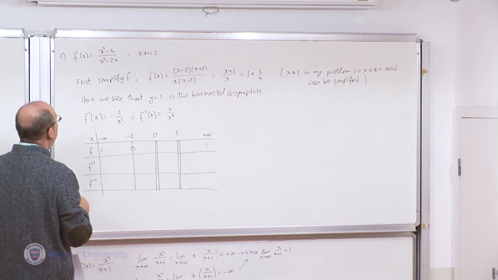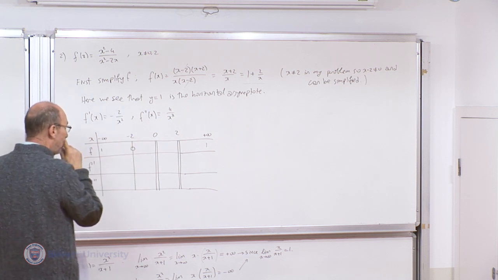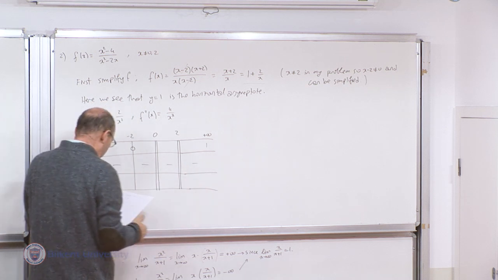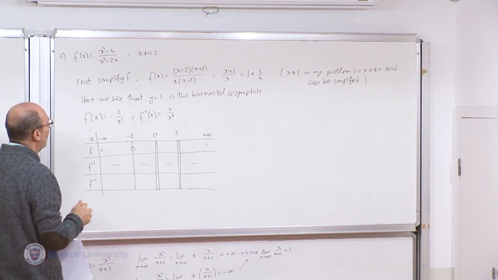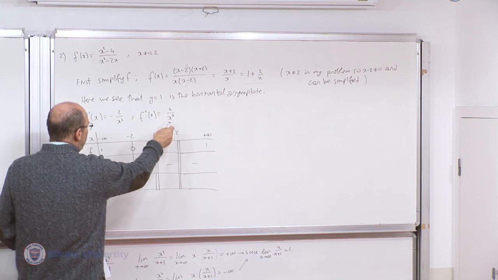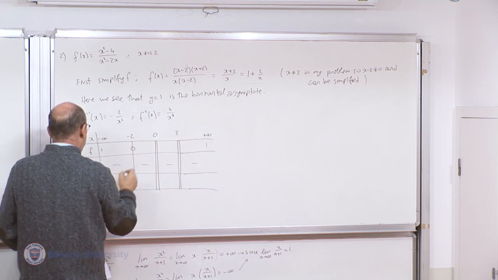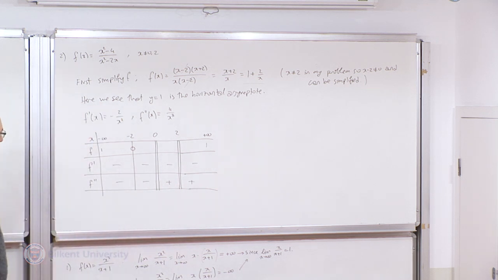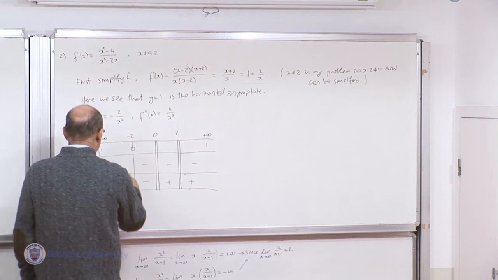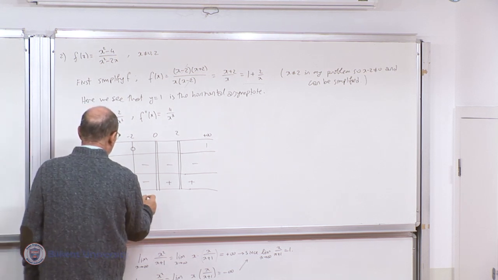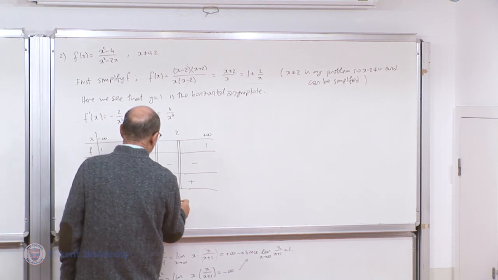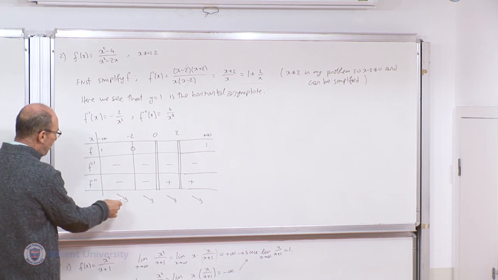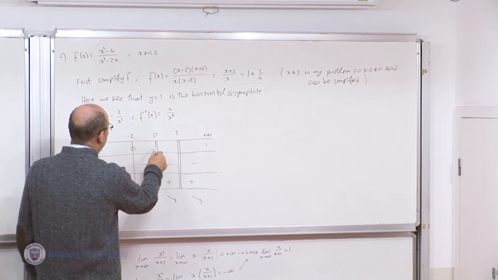Okay, so nothing else is 0. So I look at f prime. You see that f prime is always negative, right? Negative in all these intervals. And f double prime is 4 over x cubed, so it is negative when x is negative, and positive when x is positive. Okay, so that's it. Now I look at these things. The function is decreasing, decreasing, decreasing. The function keeps decreasing.